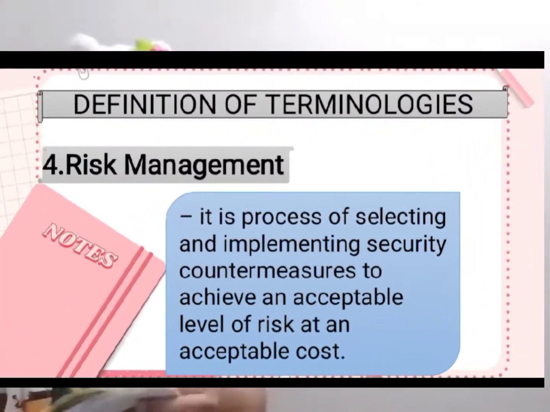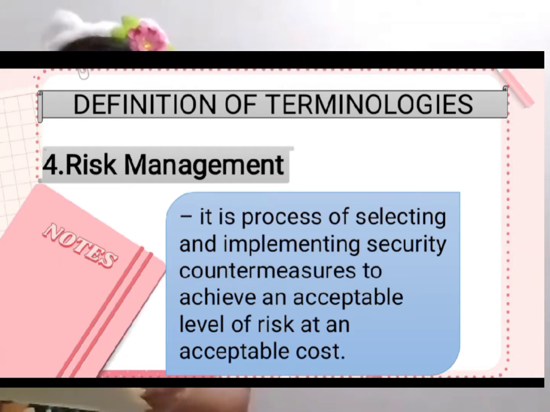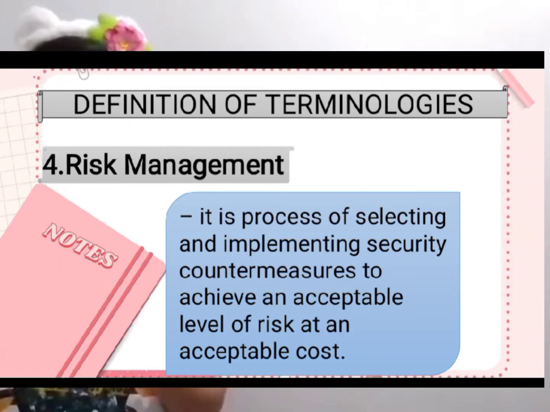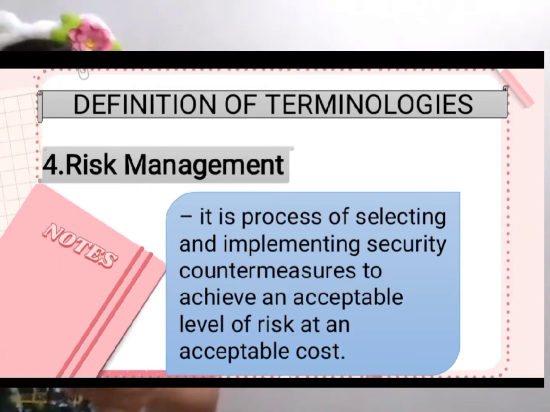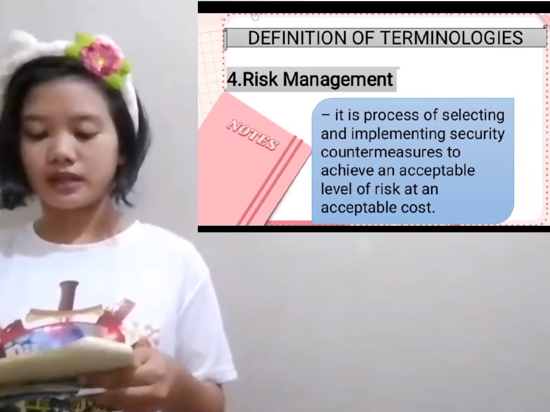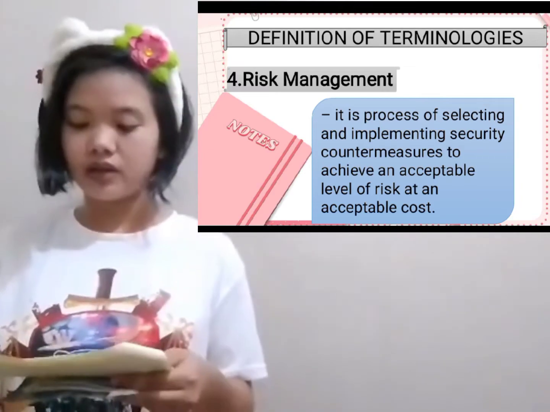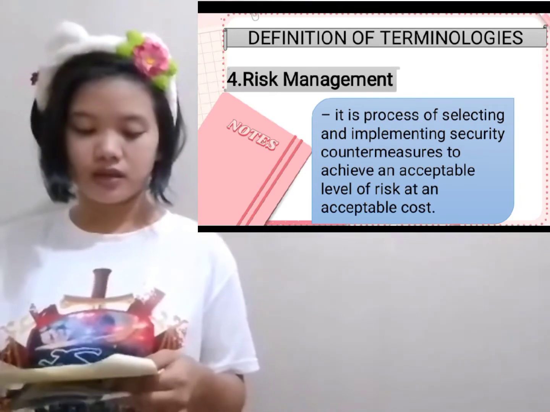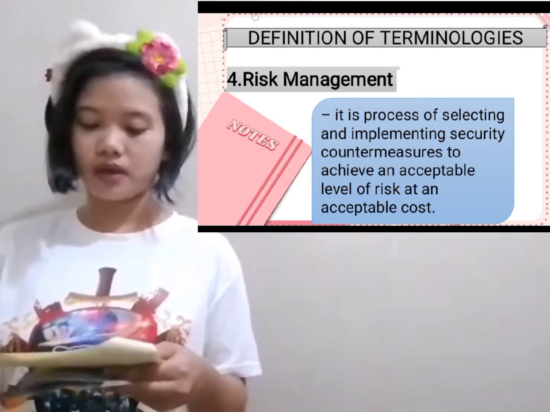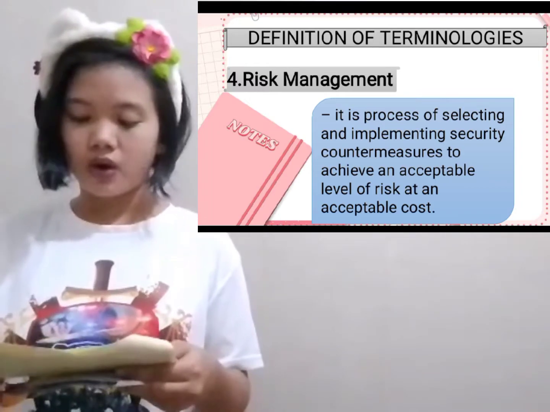Number 4. Risk management. It is a process of selecting and implementing security countermeasures to achieve an acceptable level of risk at an acceptable cost. So, risk is defined in financial terms as the chance that an outcome or investment's actual gains will differ from an expected outcome or return.